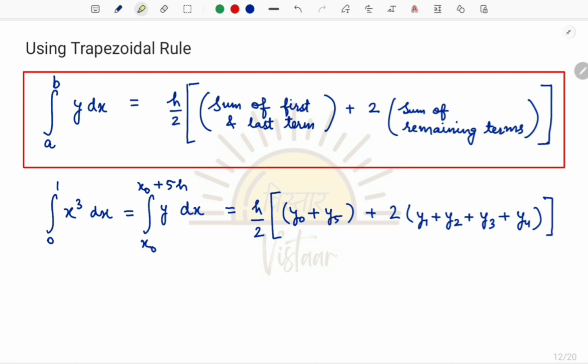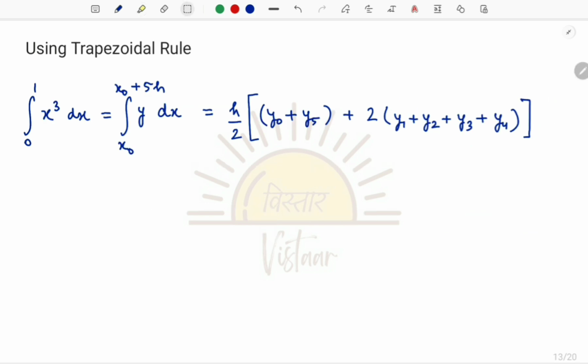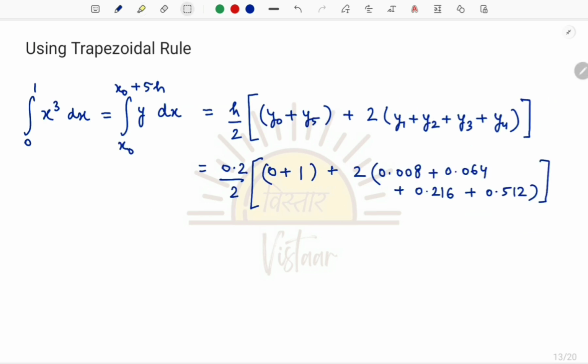Now we will put the values of all these variables from the table which we have calculated before. Putting the values, and finally after solving this, we will get the answer. So the integration of x cube dx for limits 0 to 1 is 0.26. So for the integral 0 to 1 x cube dx, the answer will be 0.26.